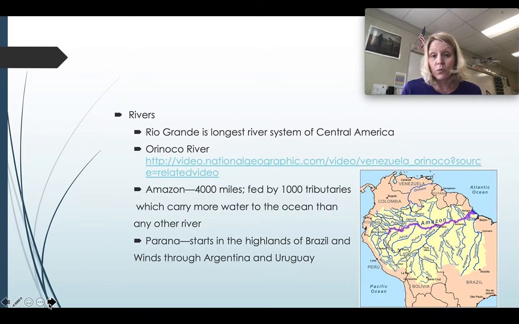There's rivers. Probably, next to the Nile River, the most famous river in the world is the Amazon River. But before we even get to the Amazon, let's talk a little bit about the Rio Grande. Do you remember when I had you find where the Rio Grande was? The Rio Grande separates the United States and Mexico, and it's the longest river system of Central America. Now, that's Central America, but it's a very important waterway and river system to that area.